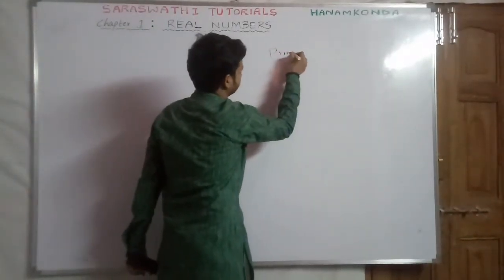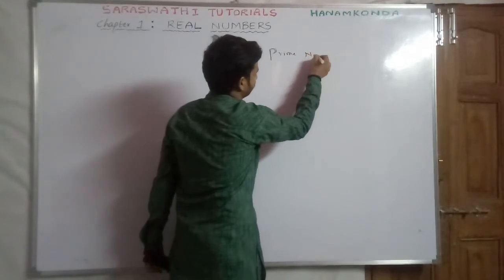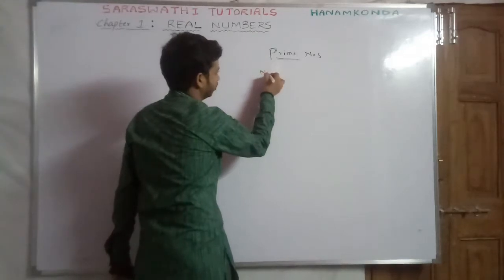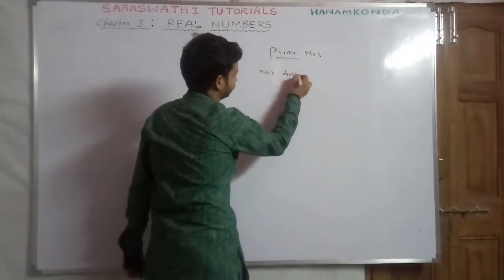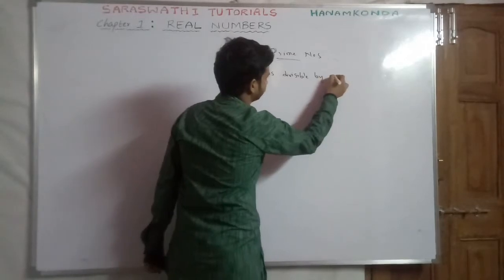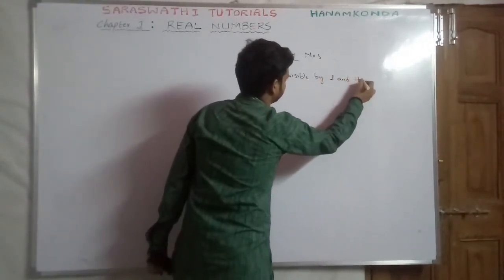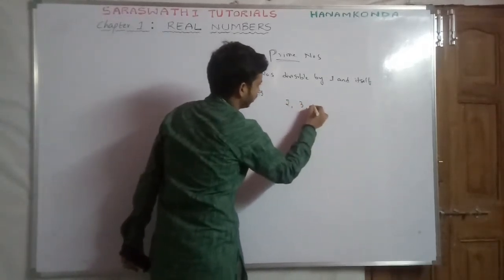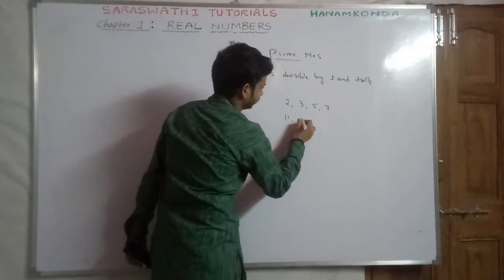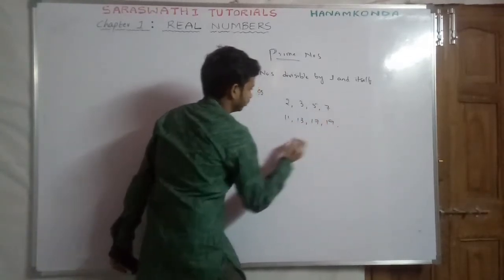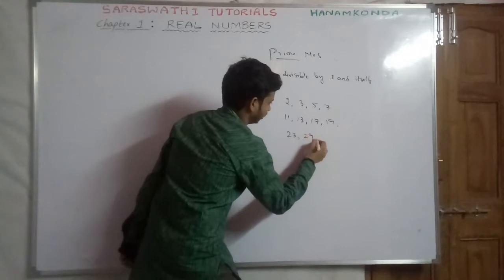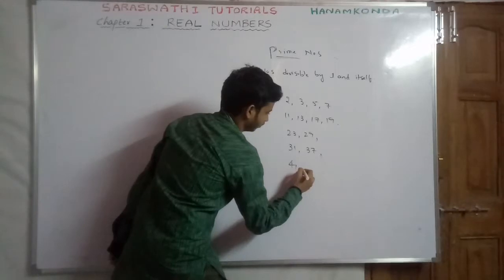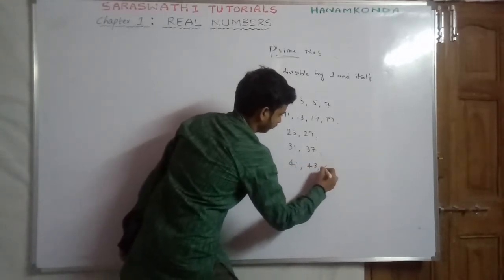Next, prime numbers. Prime numbers are the numbers which are divisible only by 1 and itself. Those numbers are said to be the prime numbers. For example, 2, 3, 5, 7, 11, 13, 17, 19, 23, 29, 31, 37, 41, 43, 47.